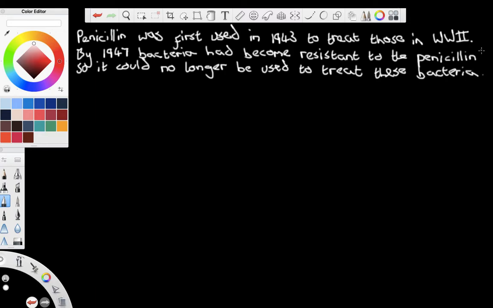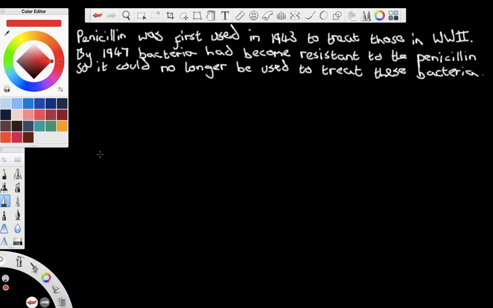So the point I'm trying to make is that penicillin is a type of antibiotic that had been used in 1943 to treat diseases. However, by 1947, the bacteria which were treated using this penicillin became resistant to that penicillin being used. Now, the sad news is that bacteria and other microorganisms are always becoming resistant to drugs that we have made to kill them.